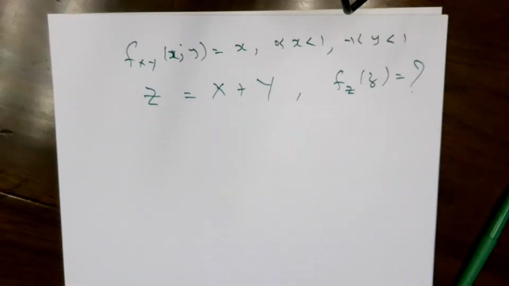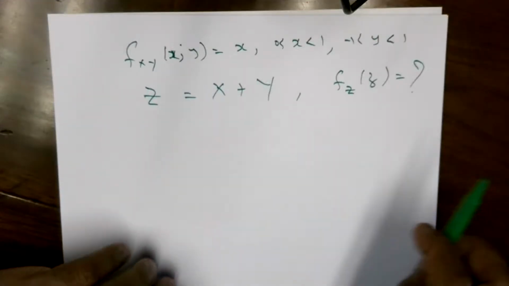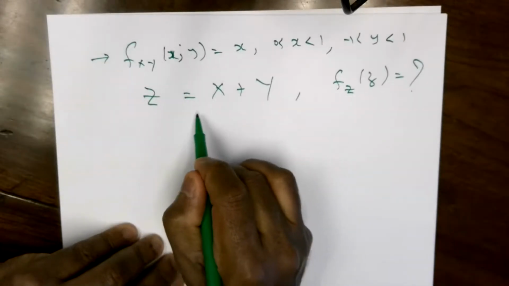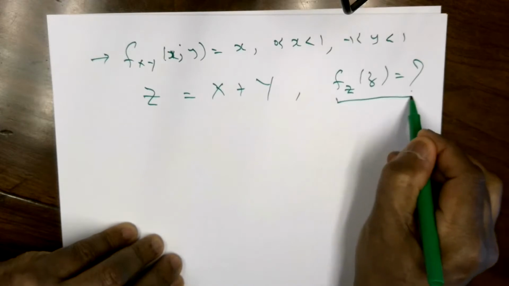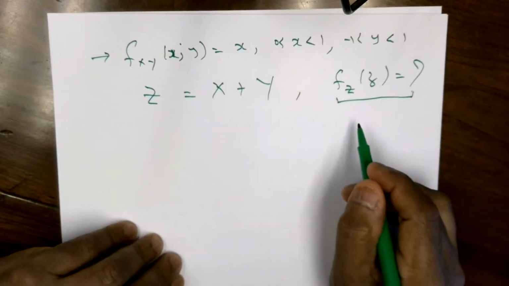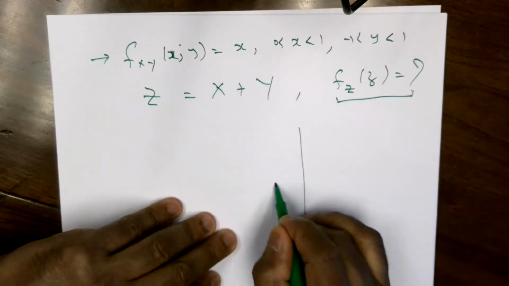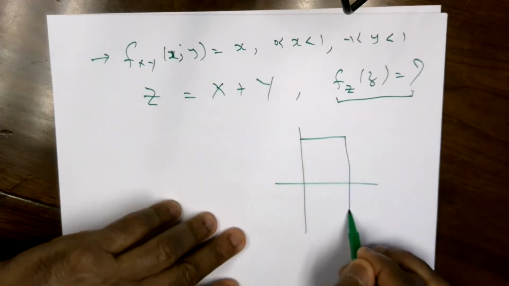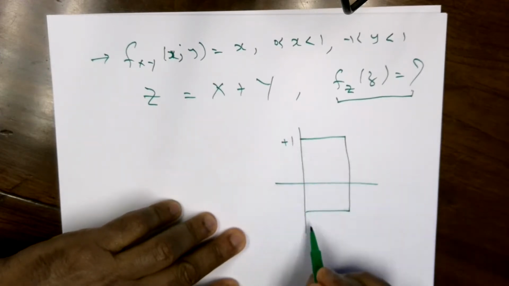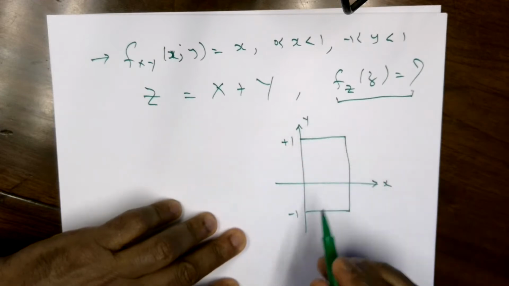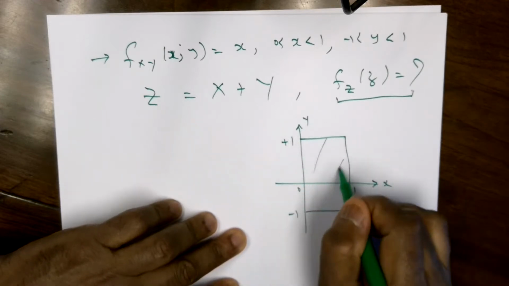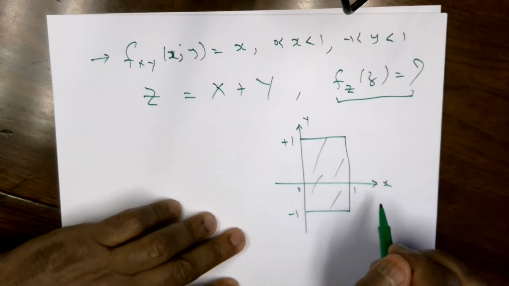So let's look at this problem. We are given the joint density function of x and y and a function, the sum of two random variables. The problem is to find the density function of the sum. So let me plot what we are given. So that's this, the joint density function of x and y is non-zero in this region, in this rectangle.